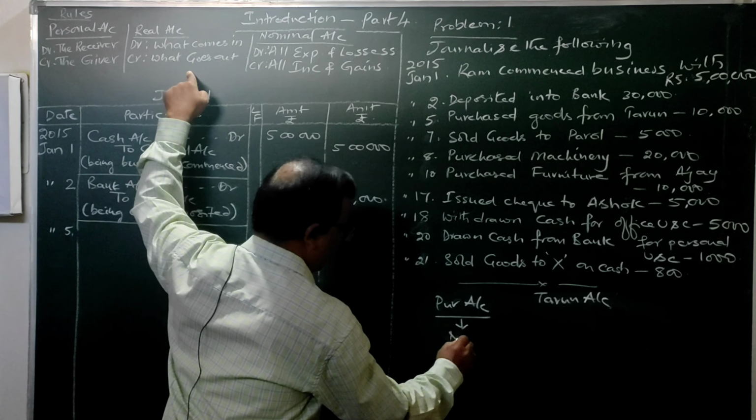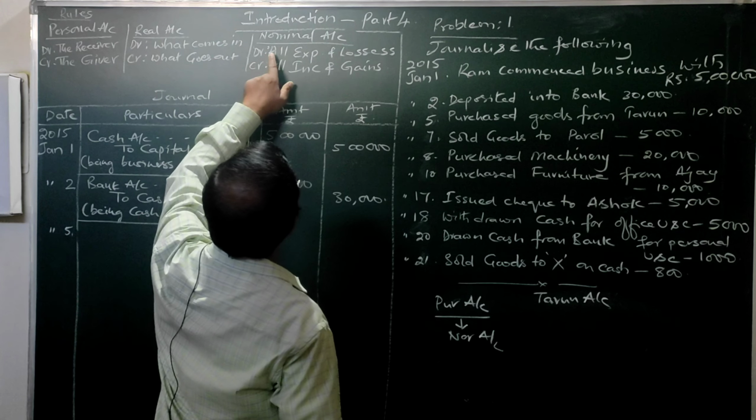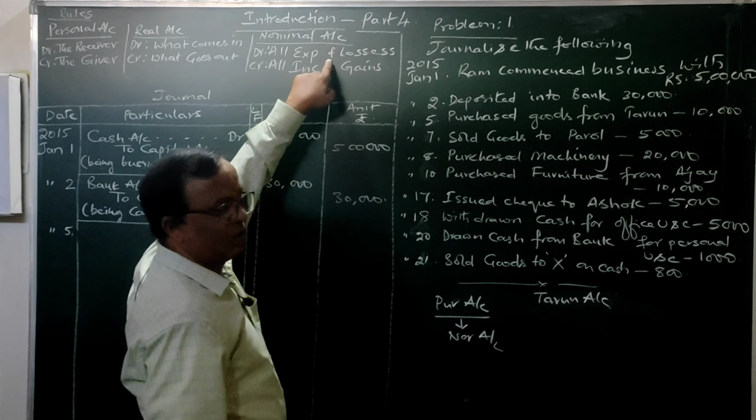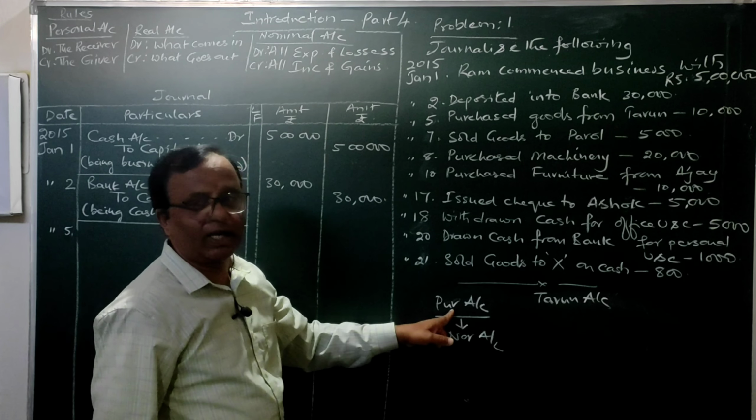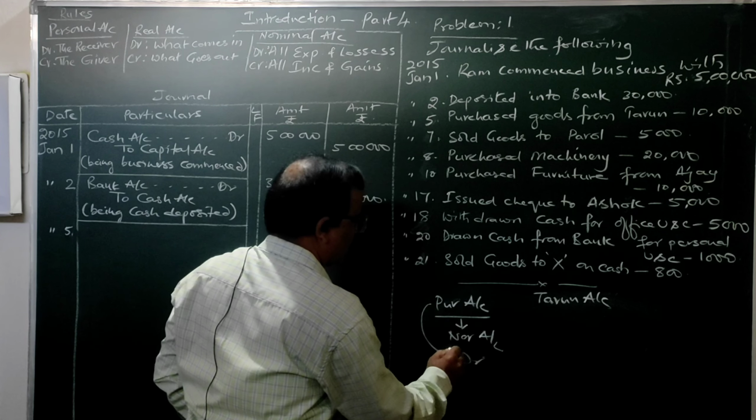What does the rule say for a nominal account? For a nominal account, the rule is: debit all expenses and losses. These purchases are expenses to us. So what should we do? We should debit the purchase account.